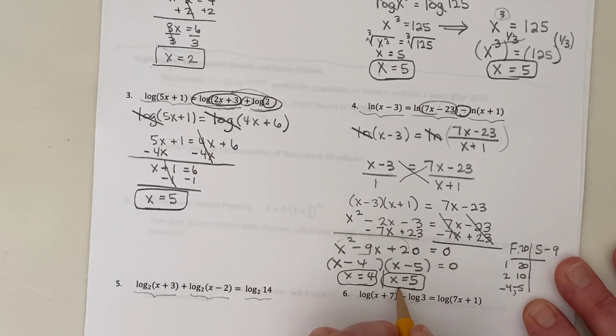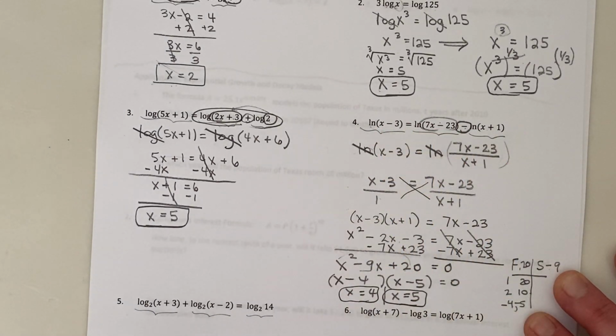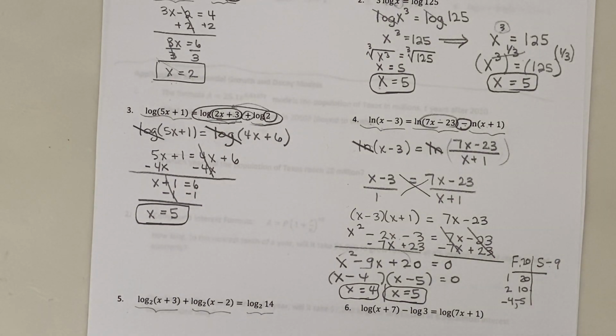Also, when you check 5, the result in all the arguments is that you do get a positive answer. Okay. We'll pick it up in the next video to finish these.